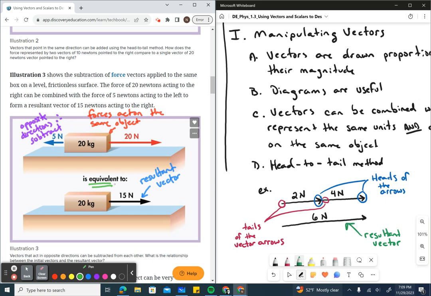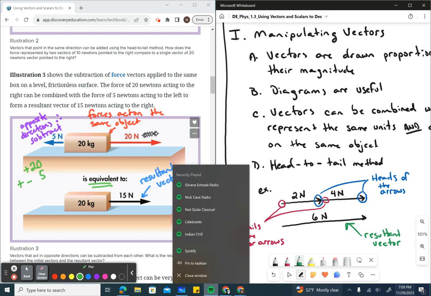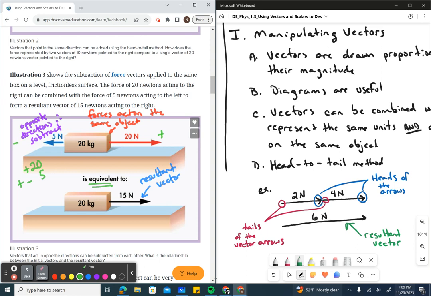And this is equivalent to just a 15 Newton force to the right, because isn't that what that is? A positive 20 added to a negative 5. What is 20? A positive 20, right? Because this is the positive direction, and this is the negative direction over here. A plus 20 plus a negative 5 is the same thing as saying 20 minus 5, right? That would equal 15.